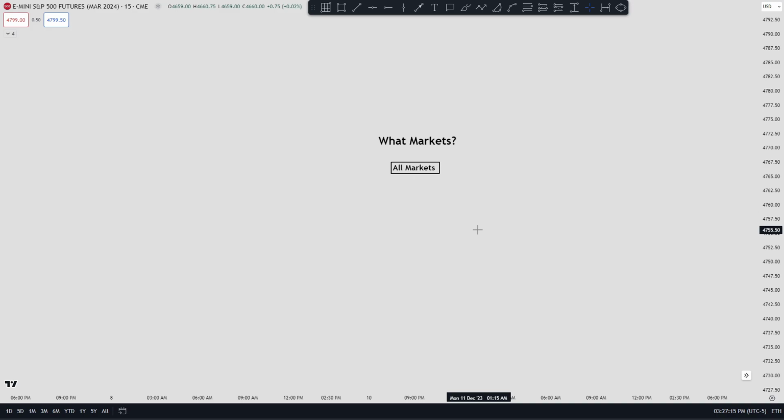Now what you guys may be asking is, what markets does this strategy work with? This strategy works with all markets, from indexes to forex to even commodities like gold, silver, and even the bond markets. This is algorithmic. This works on all markets, don't worry.